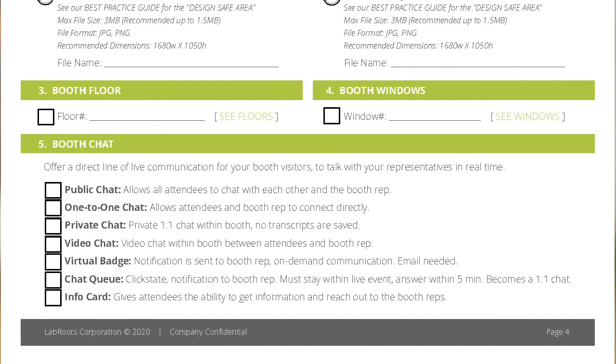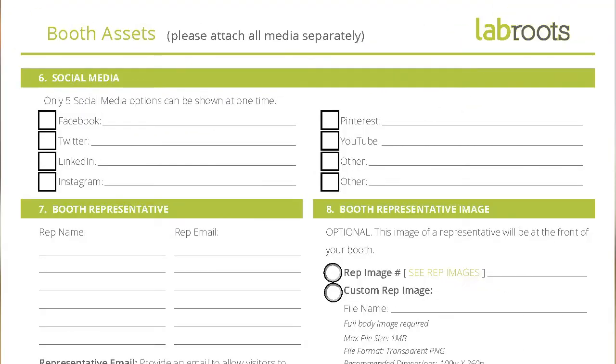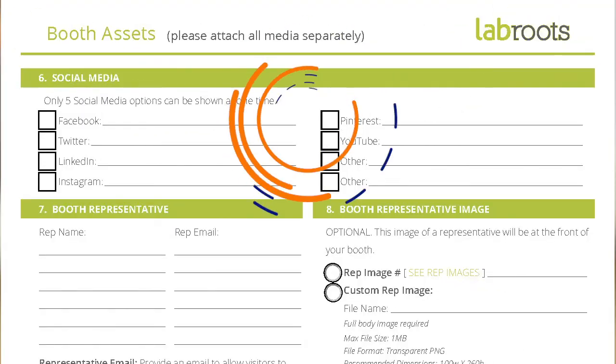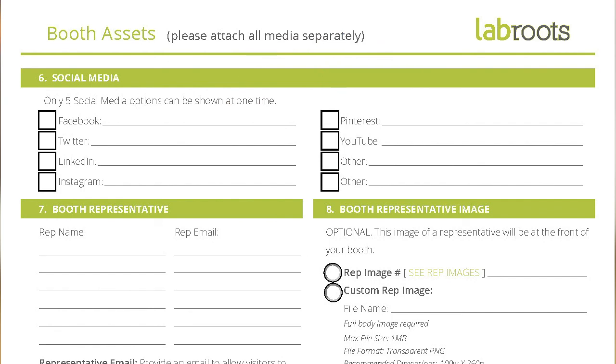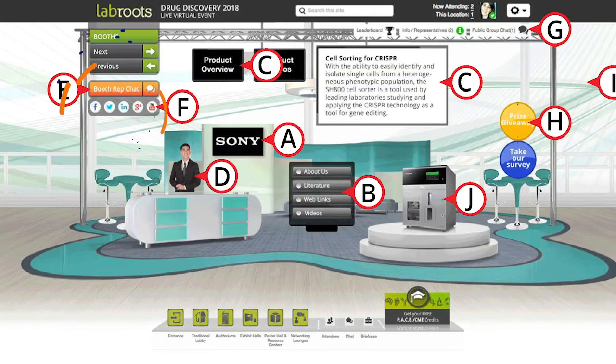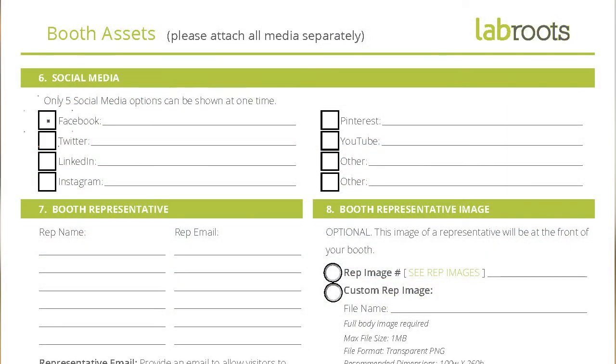that representative directly. On page 5, step 6 is social media. You can choose up to 5 social media sites that your company might be signed up on to provide within your booth for attendees to click on. This will take an attendee to an external window outside of the event, so please keep that in mind. You can choose from Facebook, Twitter, LinkedIn, Instagram, Pinterest, YouTube, or enter any social media site not listed here.